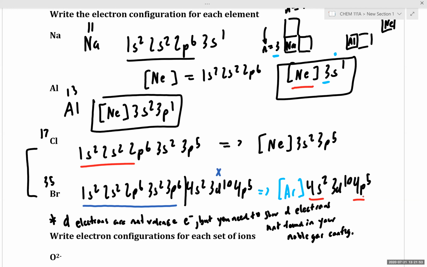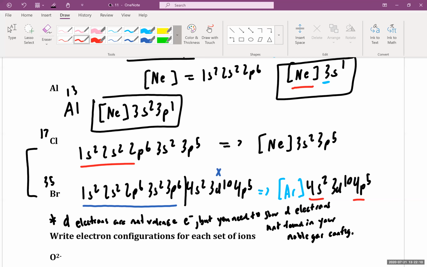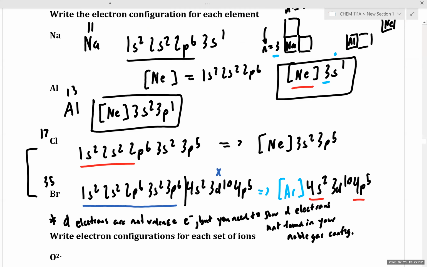Does that make sense to everyone? So argon can only abbreviate up to the 3p6 electrons. All the other electrons we have to explicitly write out in our abbreviated configuration because those are not found in argon and those electrons are found in the electron configuration for bromine.